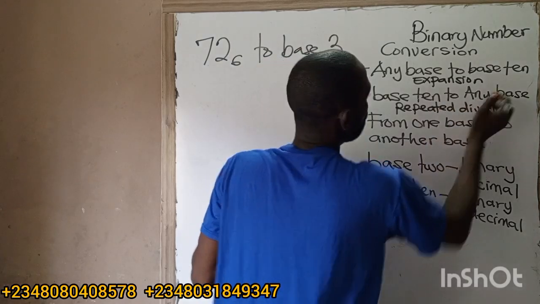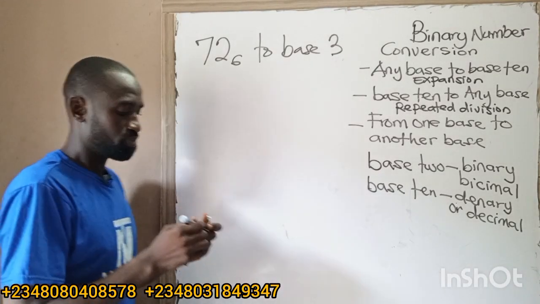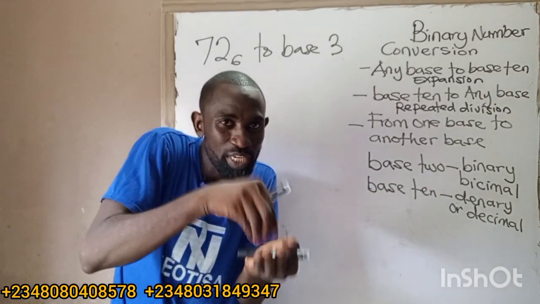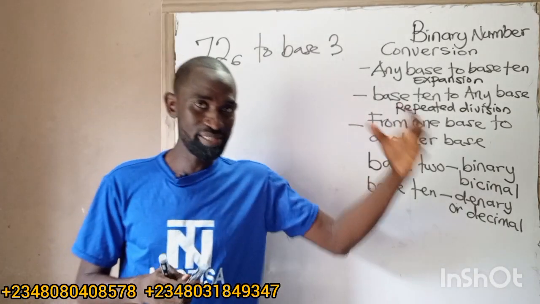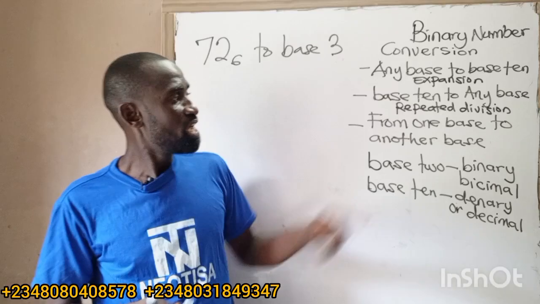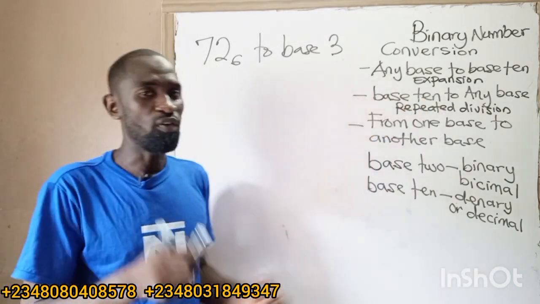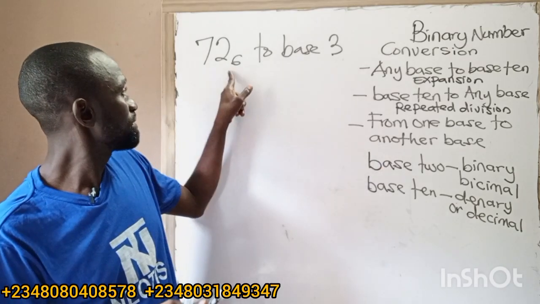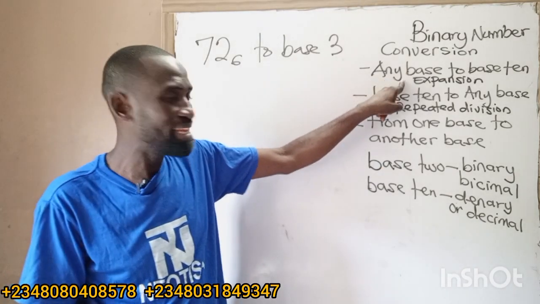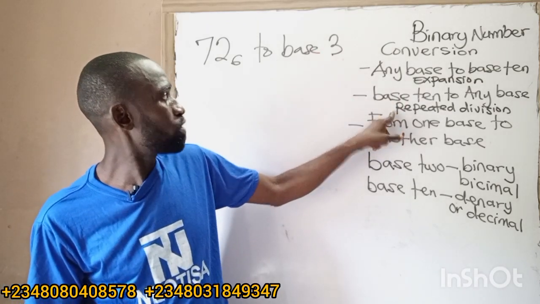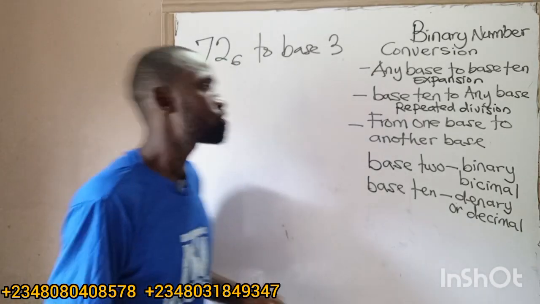So here, from base 6 to base 3, base 10 is not there. The standard is base 10 must be included in our calculation. If I've been asked to convert from any base to base 10, I will expand. If I've been asked to convert from base 10 to any base, I will divide repeatedly. But this third one, from base 6 to base 3, I will first convert to base 10 by expansion, then convert to the required base, which is base 3, by repeated division.